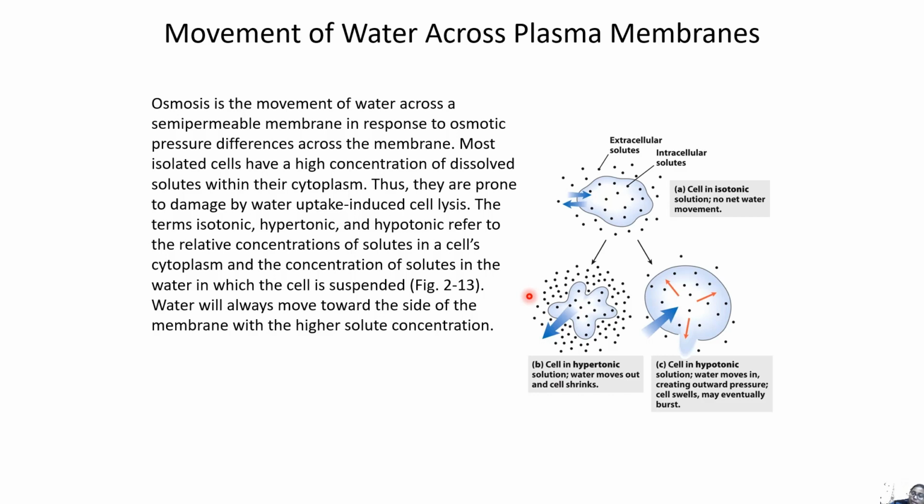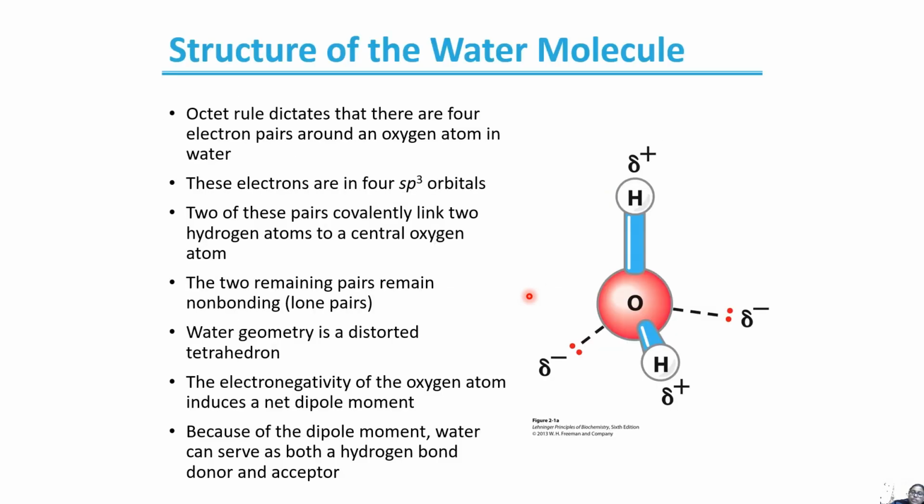The terms isotonic, hypertonic, hypotonic refer to the relative concentrations of solutes in a cell cytoplasm and the concentration of solutes in the water in which the cell is suspended. So water will always move towards the side of the membrane with higher solute concentration. Okay. So this is a water molecule.